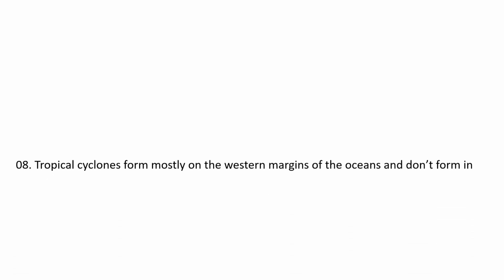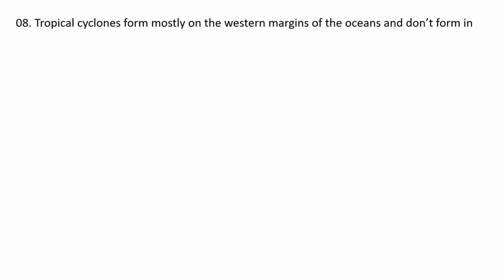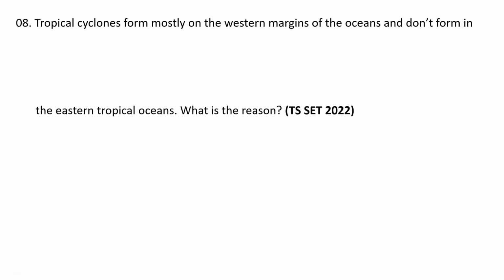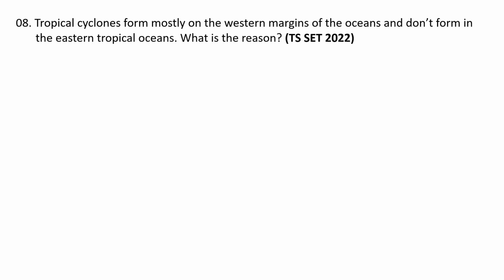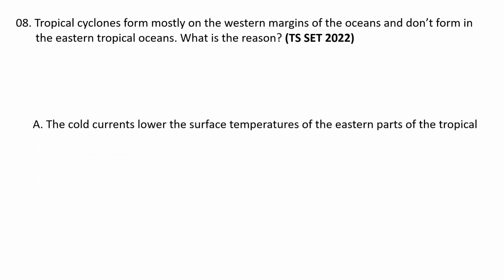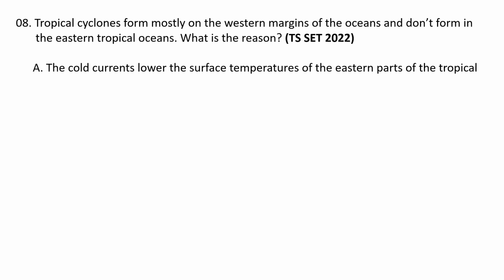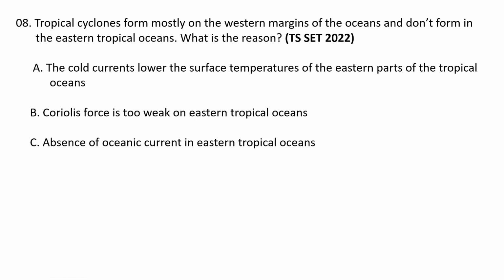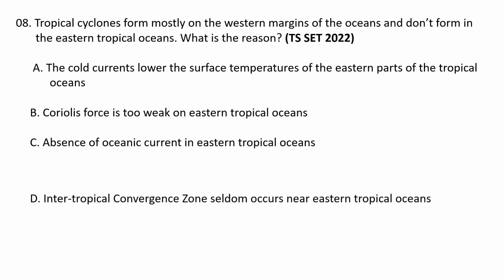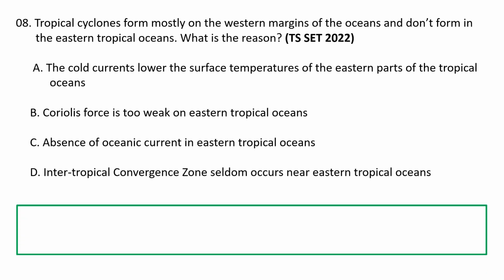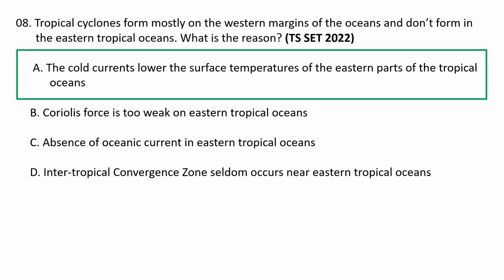Next question. Tropical cyclones form mostly on the western margins of the oceans and do not form in the eastern tropical oceans. So what is the reason? Choices are A. The cold currents lower the surface temperatures of the eastern parts of the tropical oceans. B. Coriolis force is too weak on eastern tropical oceans. C. Absence of oceanic current in eastern tropical oceans. D. Intertropical convergence zone seldom occurs near the eastern tropical oceans. So what is the reason for this? It is A.